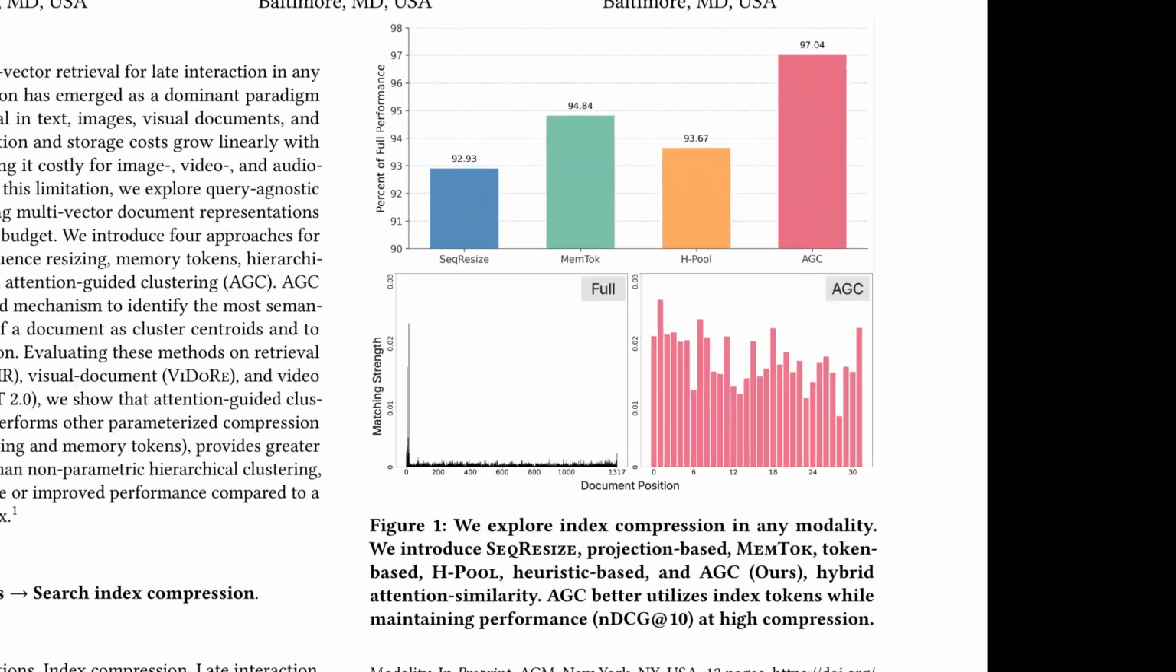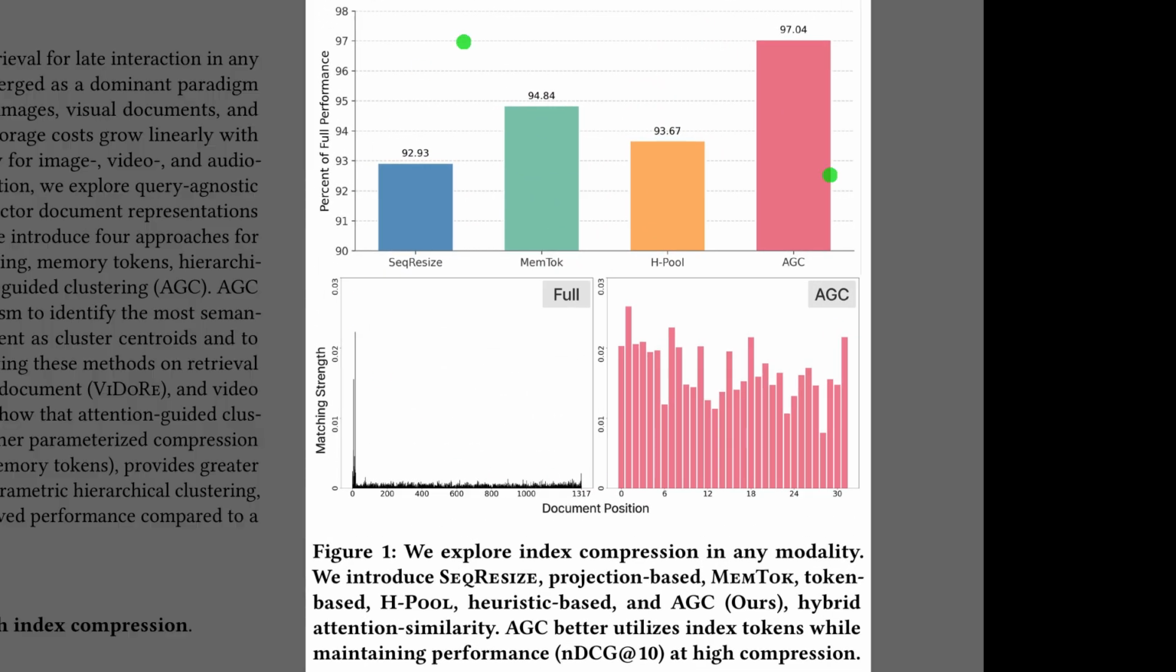Figure 1 immediately highlights the main efficiency gains reported in the paper. The top bar chart compares the proposed method, attention-guided clustering, against 3 baselines. The pink bar demonstrates that it retains over 97% of the original model's performance, significantly outscoring alternative approaches like sequence resizing. Moving to the bottom plots, we see why this compression is feasible. On the left, the full uncompressed index shows that most vectors in a standard model are barely used, whereas the right panel illustrates how attention-guided clustering condenses that sparse signal into a compact, fully utilized representation.